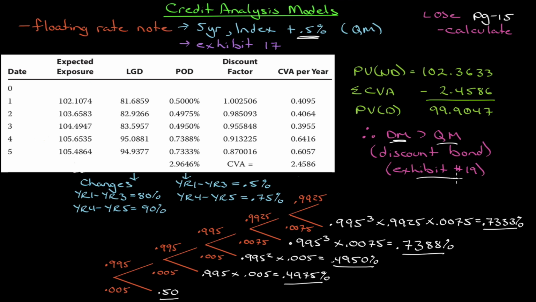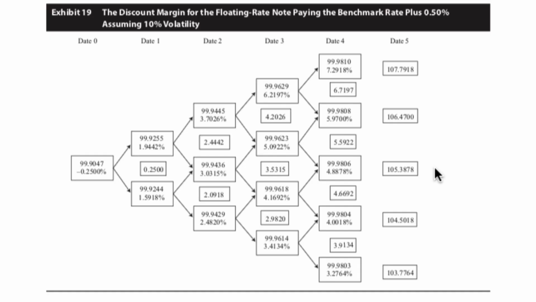Let's have a look at Exhibit 19. So we left off by saying the discount margin is going to be higher than the quoted margin because we have a discount bond. Well, what is the discount margin? How do we arrive at that? Well, we have to go back to the tree, and we have to use a process of trial and error to see if we can recover the present value of that bond. And we said the present value of the bond was 99.9047. So we have to begin to adjust all the rates in the tree until we can recover this amount.